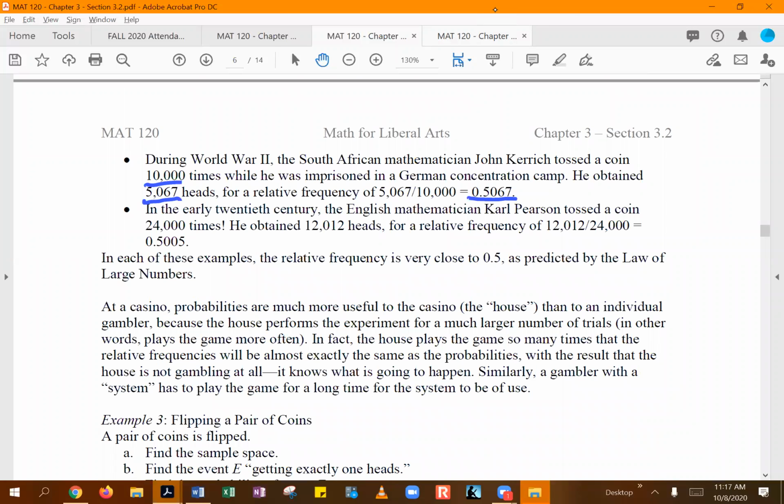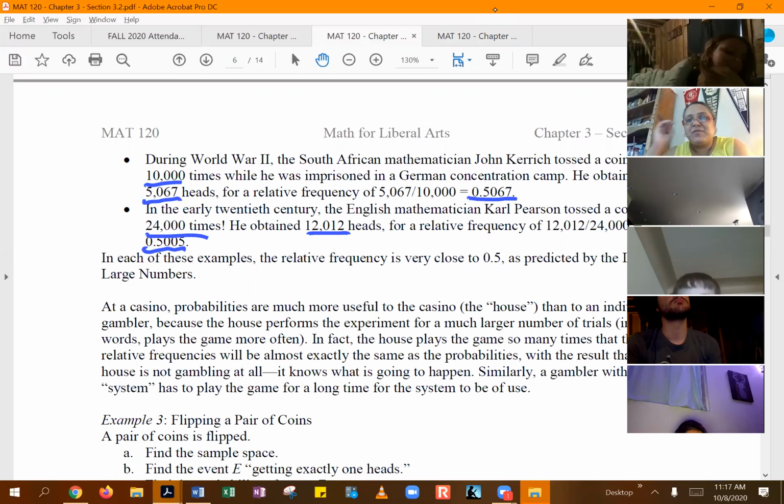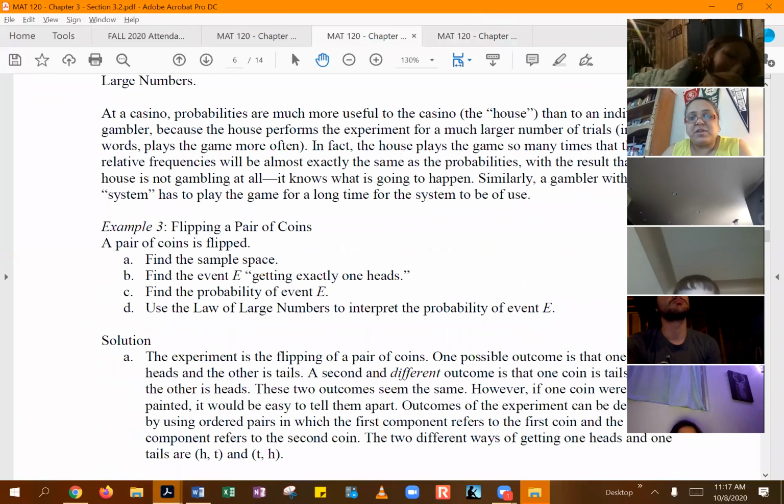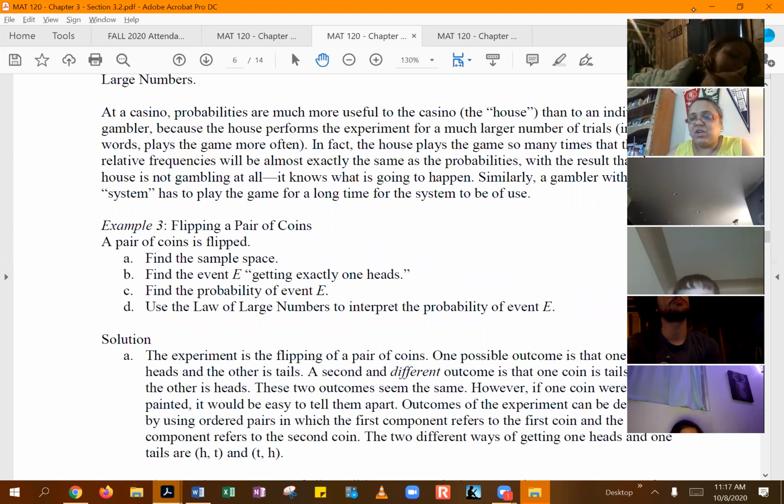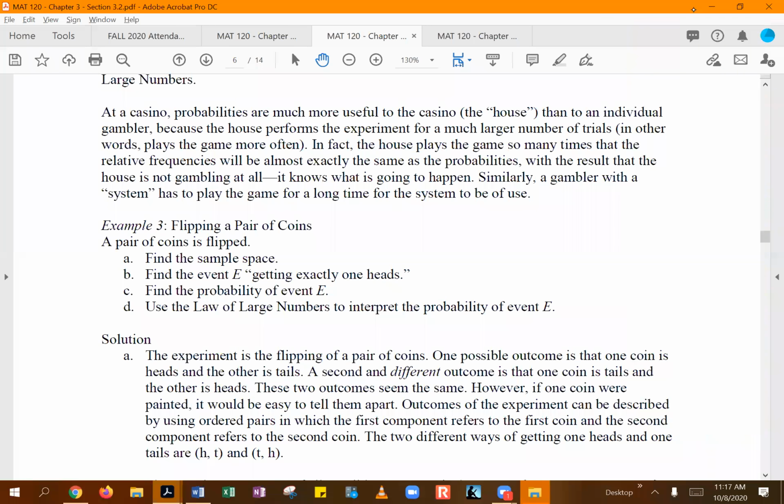In the 20th century, they're talking about Karl Pearson, again tossing the coin, wow, 24,000 times. And he got 12,012 heads, which is again close enough to that 50%. So if you only do this 10 or 20 times, that relative frequency will not match. But as these experiments are showing, definitely you can get a nice close relative frequency to your probability.